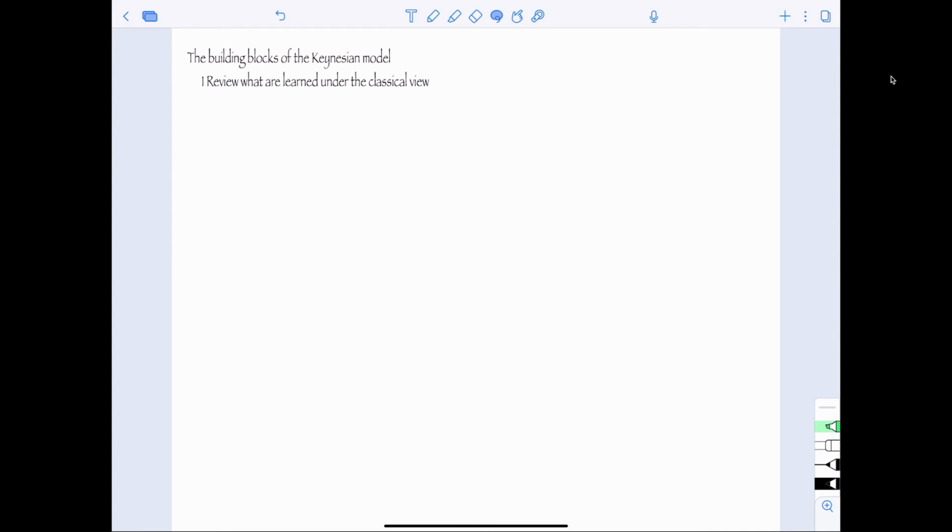So now we want to talk about the building blocks of the Keynesian model, which provides us the tools for conducting the Keynesian type of analysis. To begin with, we want to review what we learned about the labor market, the goods market, and money market equilibrium based on the classical view.